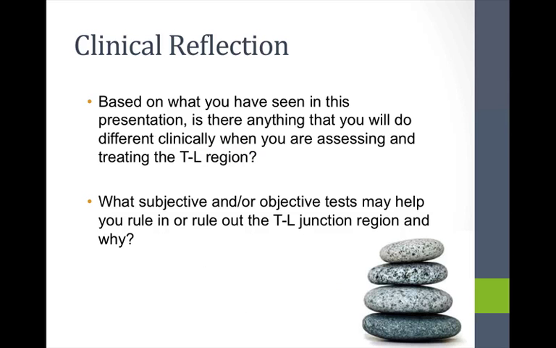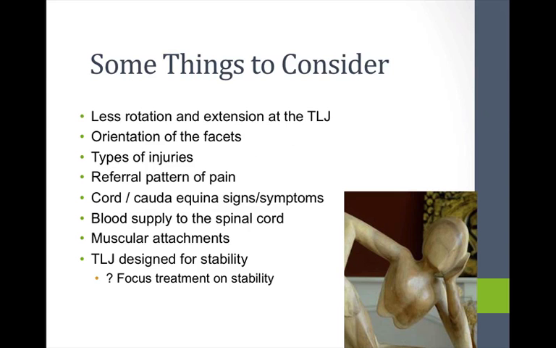Based on what you have seen in this presentation, is there anything that you will do differently clinically when you are assessing and treating the thoracolumbar region? What subjective and/or objective tests may help you rule in or rule out the thoracolumbar junction, and why? Some things that you may want to consider.